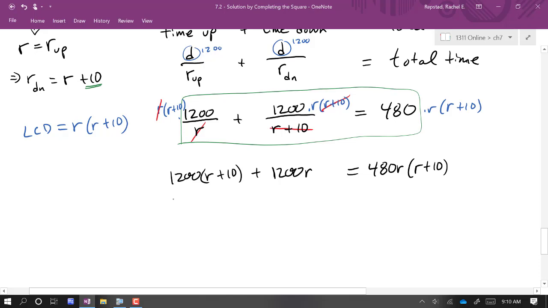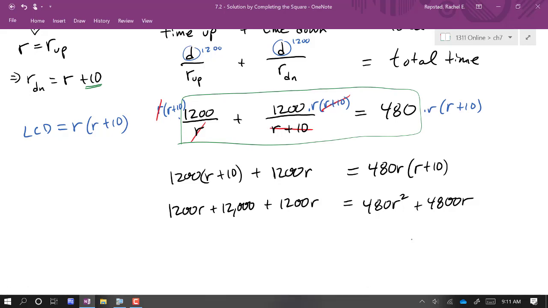Let's expand these products. 1,200 r plus 12,000 plus 1,200 r equals 480 r squared plus 4,800 r. So we can see now that we do in fact have a quadratic because of that r squared term.